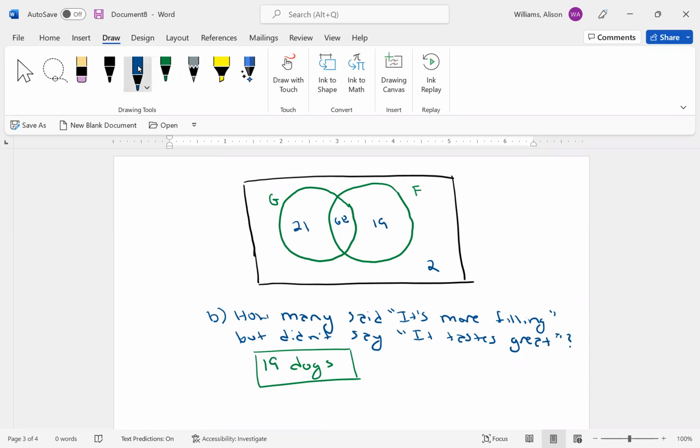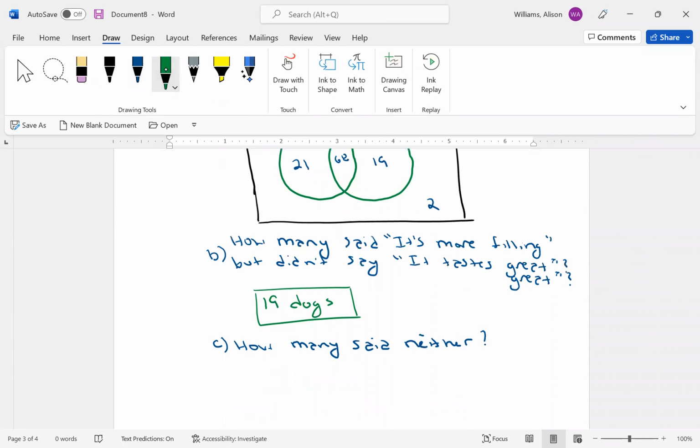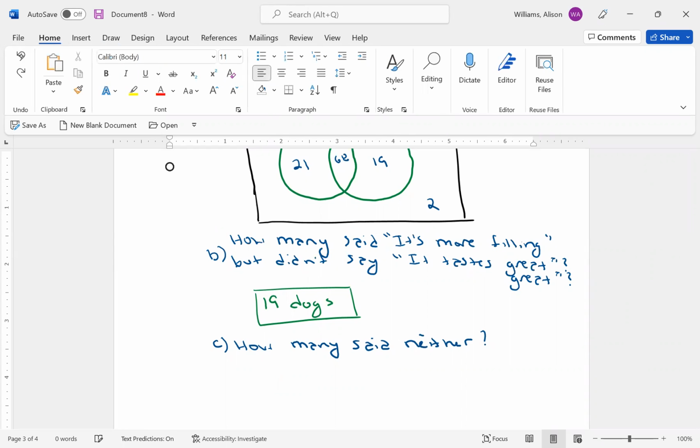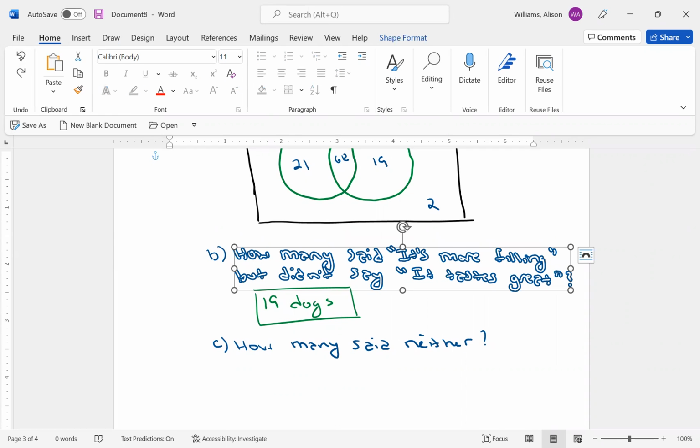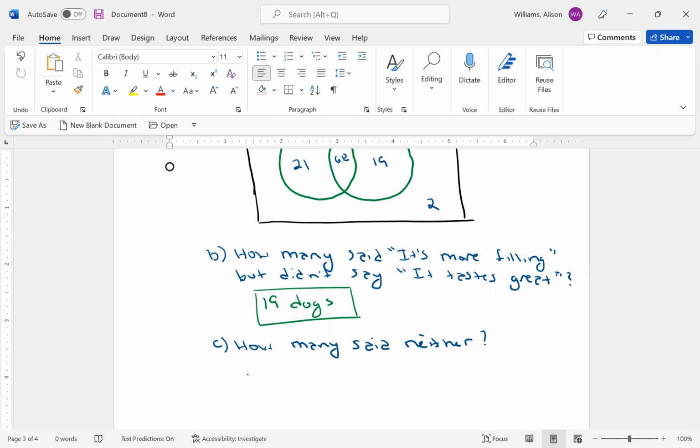Okay. Part C asks, how many said neither of those things? And the answer would be 2. Because again, we figured out that 2 dogs, oops. Okay, sorry, got mad at me for what I just did there. Hold on, let me see if I can undo it and make it happier. Undo. There we go. Okay. How many said neither? And the answer is 2 dogs. Sorry, I messed with the writing by accidentally bumping it.